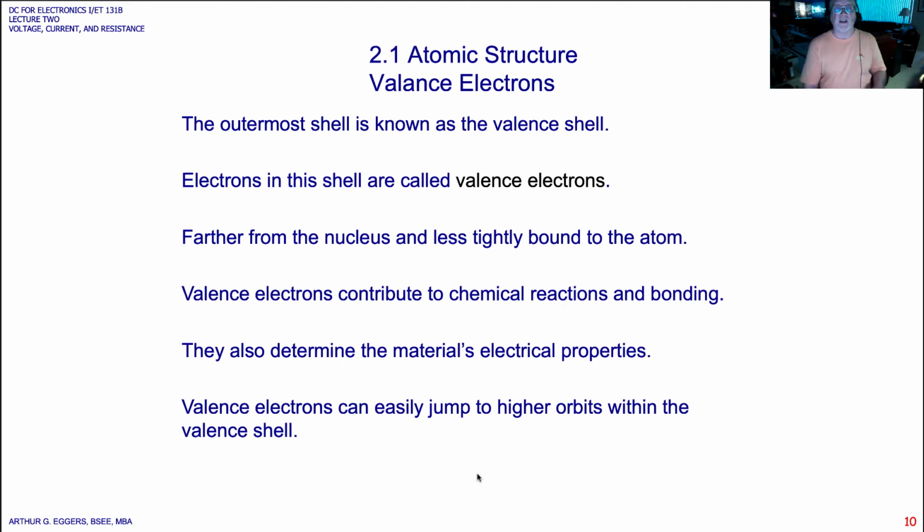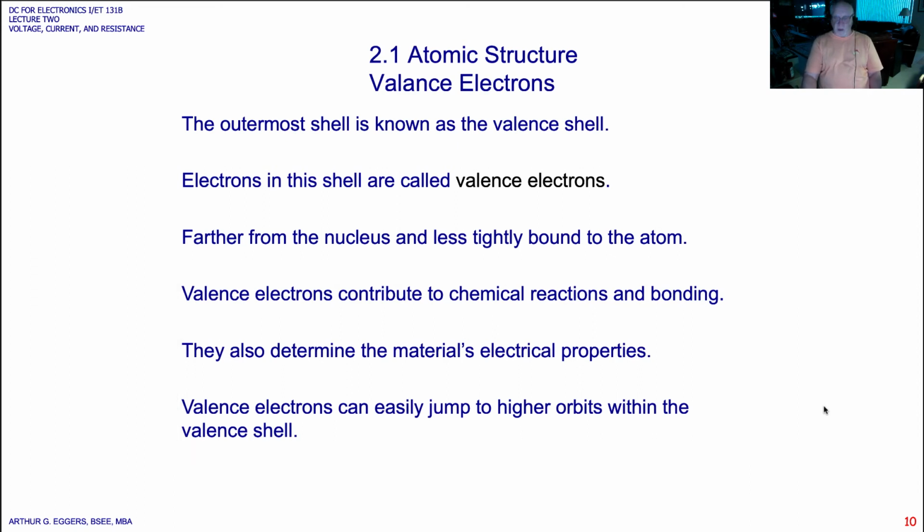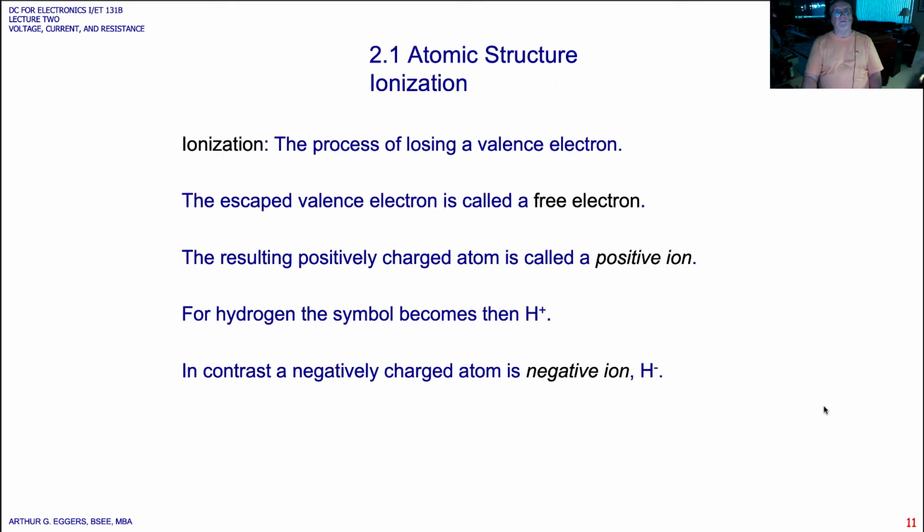Those valence electrons are allowed to jump from outer shell to outer shell as they move along the path of current. Valence electrons then contribute to chemical reactions and bonding. They also determine a material's electrical properties. Valence electrons can easily jump to higher orbits within a valence shell.